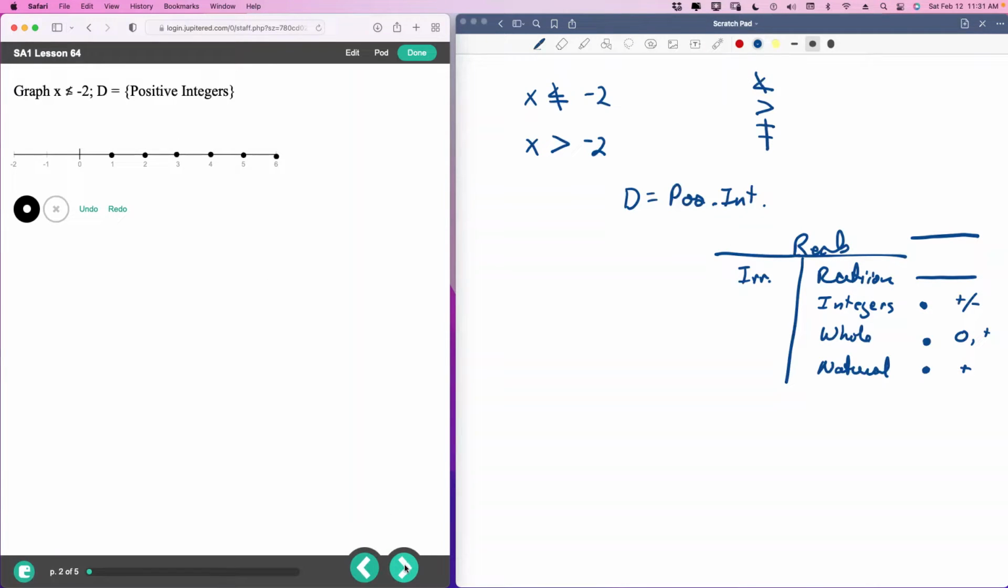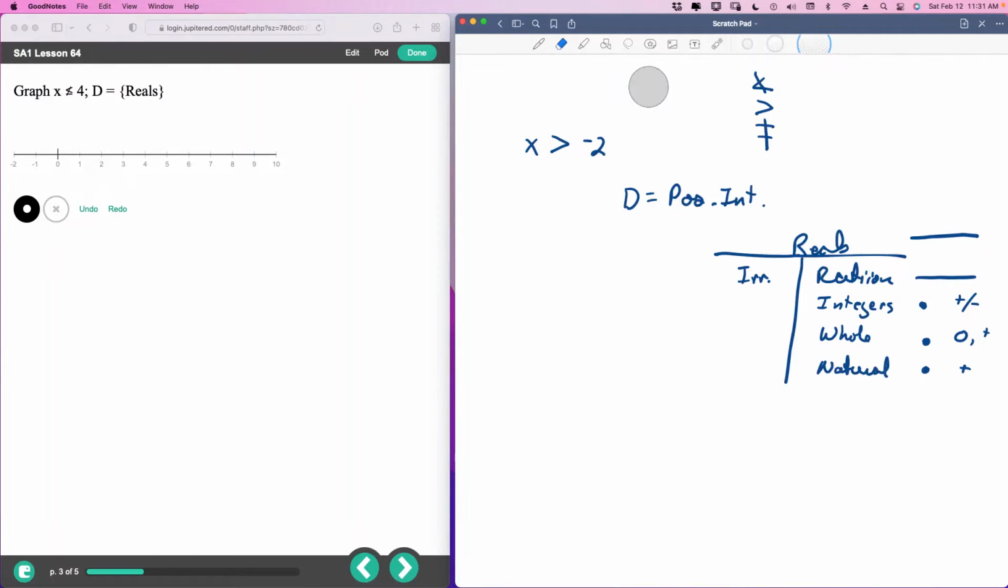Let's look at the next one. Let me clear this page off. Actually, I think I'm just going to erase this bit and keep this up for reference. So this says X is not less than or equal to 4.